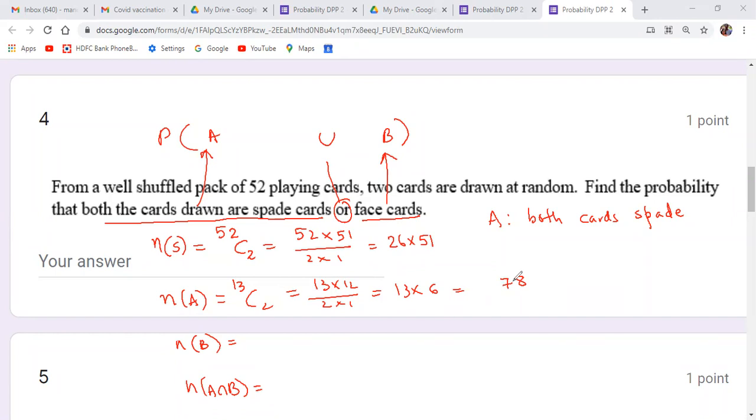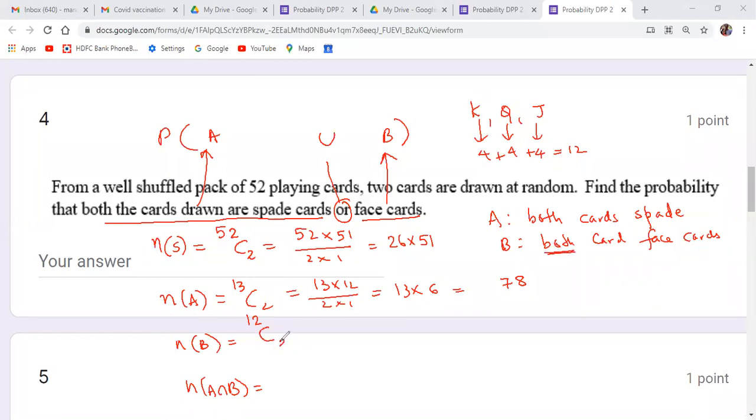B stands for? Face cards. Tell me, both are face cards. Not only spade, you should say both are face cards. Otherwise, you should say two cards are spade and face cards, because without the number we cannot calculate n(B). So first you have to think how many face cards are there. What are face cards? King, queen, and jack. How many are there of each? 4, 4, 4. So how many are there in total? 12. And how many are we selecting?